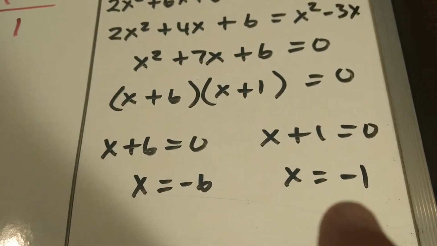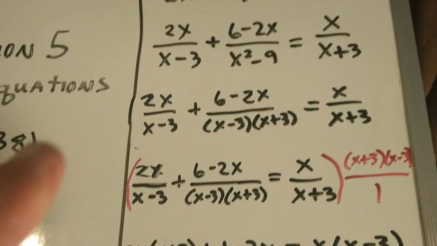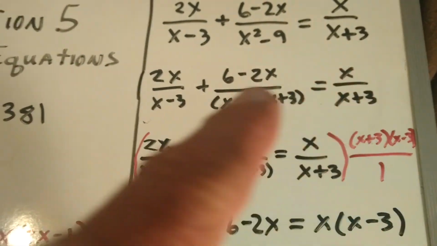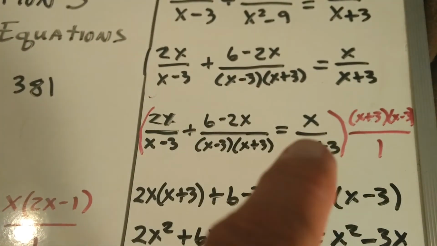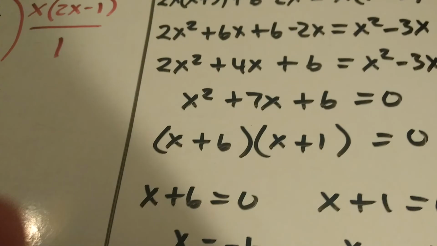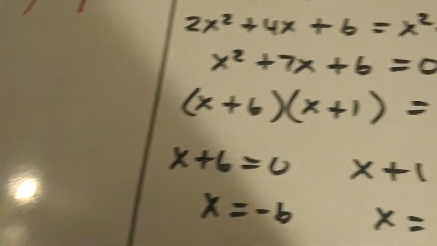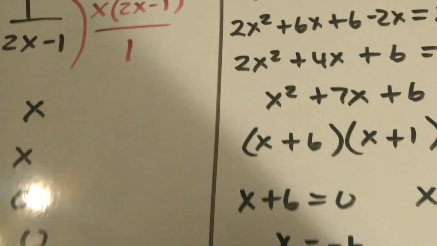Negative 6, negative 1. Just remember, make sure everything's been factored on the bottom. Then you can look to find your least common denominator. So again, here's factoring coming in. Look at the factoring in terms of finding your solution on both of these problems here. You've got to be able to factor.